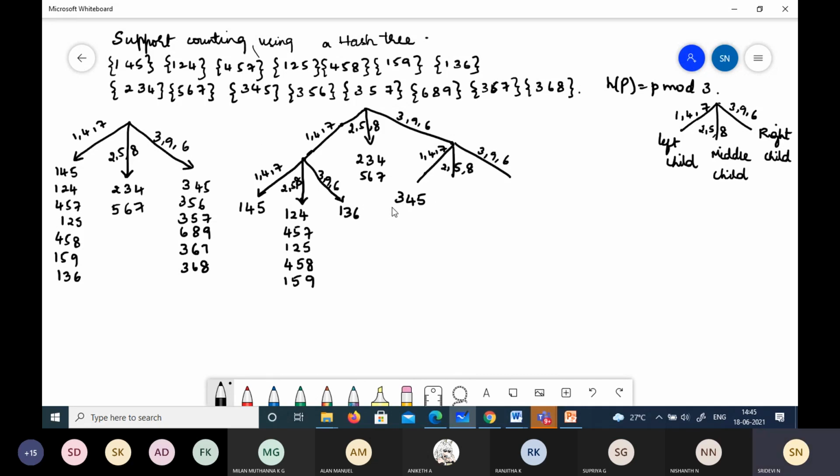Branches where? Middle. Then 3, 5, 7 again here. Then 6, 8, 9, 8. So we have 6, 8, 9 also here.